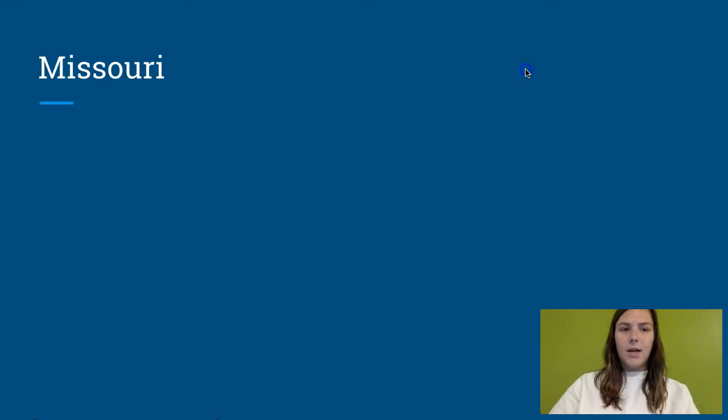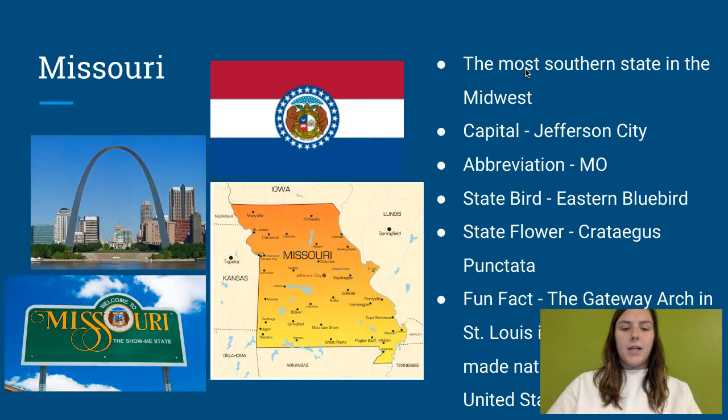Next we have Missouri. Missouri is right below Iowa. It is the most southern part of the Midwest region. The capital is Jefferson City. Missouri's abbreviation is MO. The state bird is the eastern bluebird. The state flower is the Coriaceous puncta. One fun fact is the Gateway Arch in St. Louis is the tallest man-made national monument in the United States.